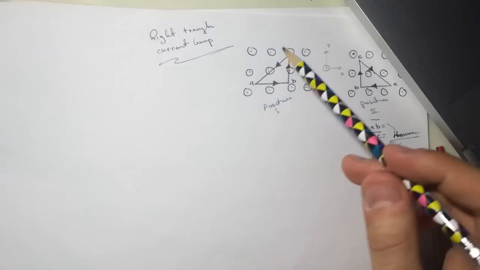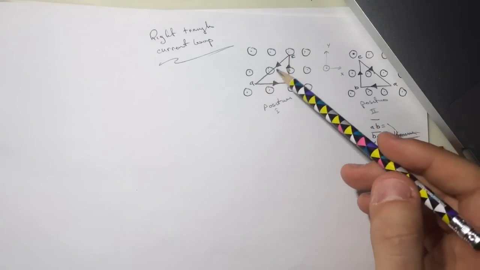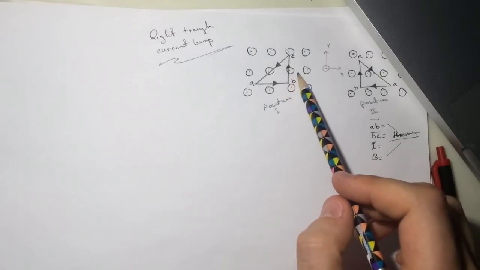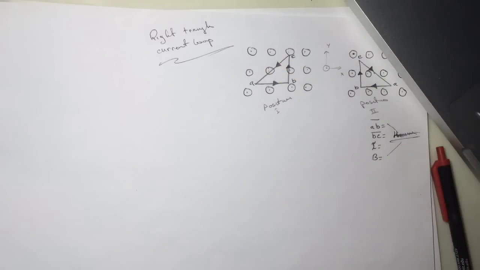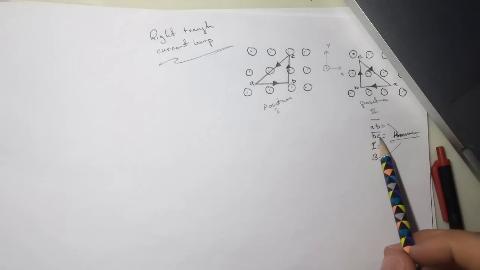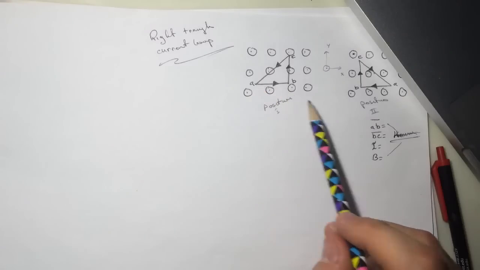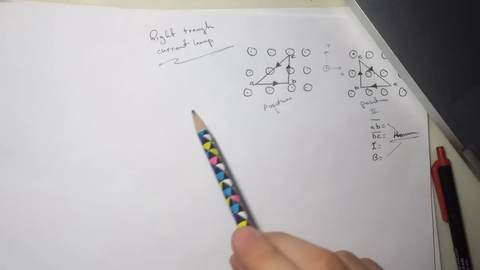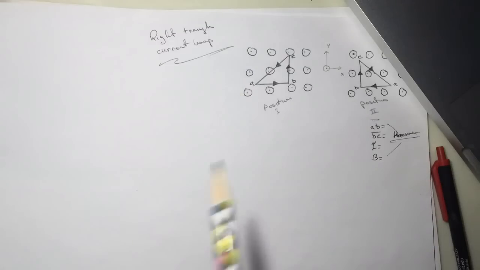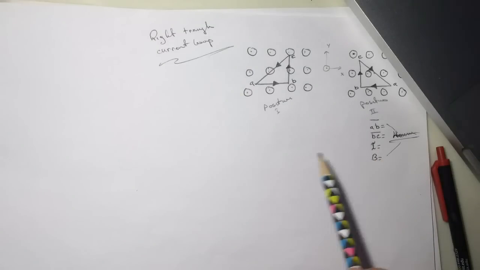Okay. Here we have a triangle loop, and the current is going this way, and we have a magnetic field that's pointing out of the screen. So we have these known: AB, BC, the current that's going through this loop, and the magnetic field.